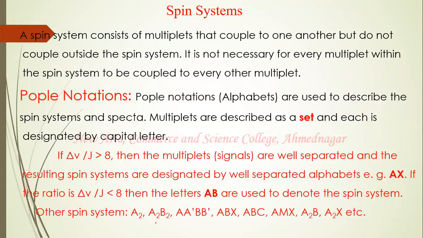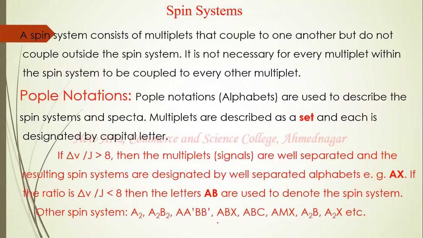In case of A2B2, the two A protons are chemically as well as magnetically identical, while in case of AA', the protons are chemically identical but magnetically non-identical. We'll see some examples at that time. This part will be very clear to you.